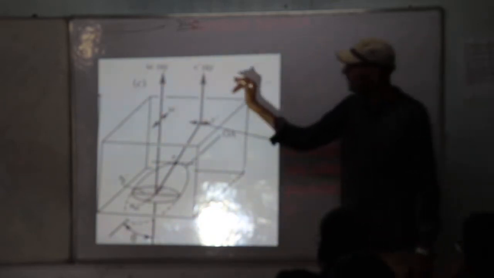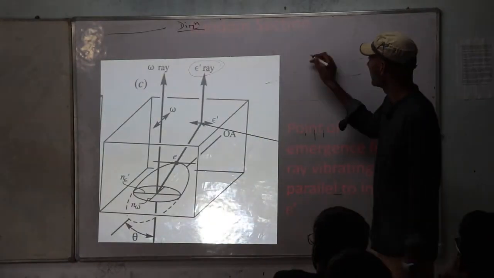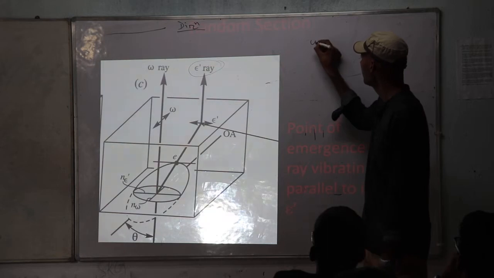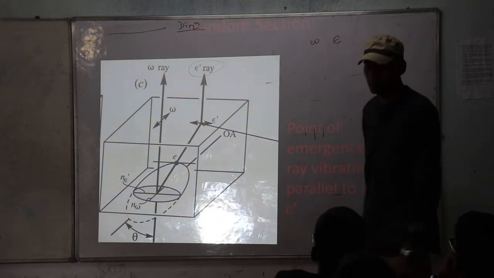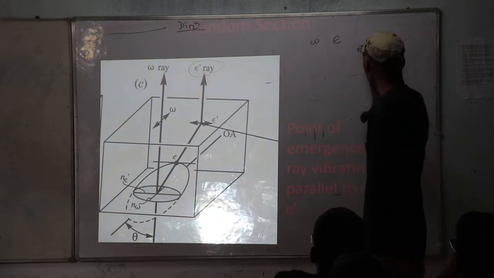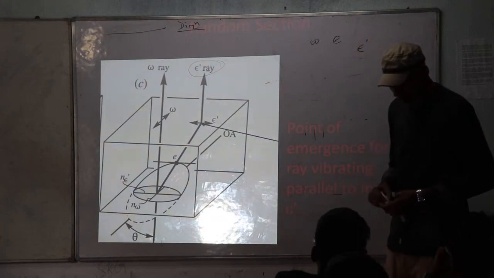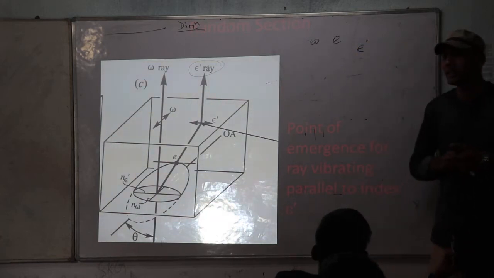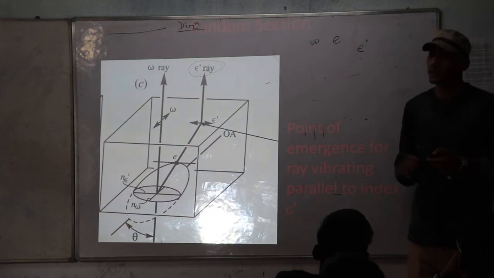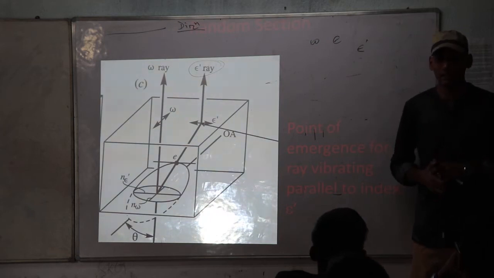Then what is E dash? Here it is mentioned E dash. I forgot to say that. I have taken the O ray, omega, and epsilon, right? Then what is epsilon dash? That is another difference between ordinary and extraordinary.